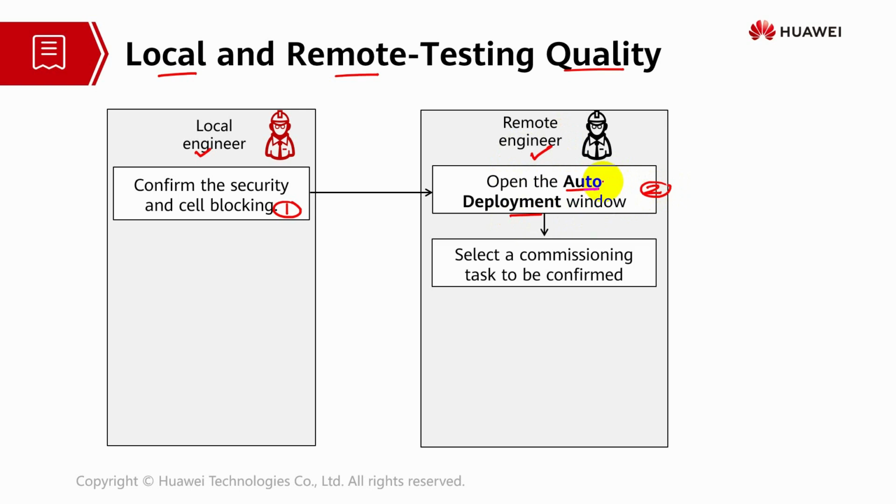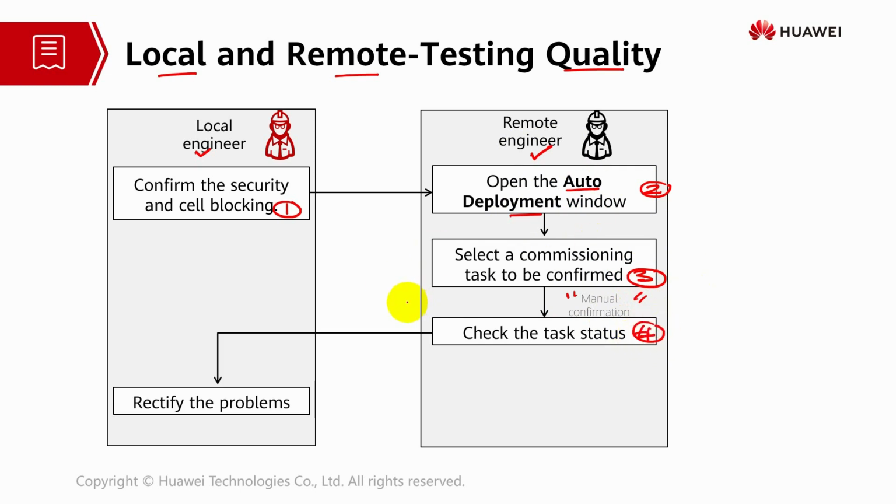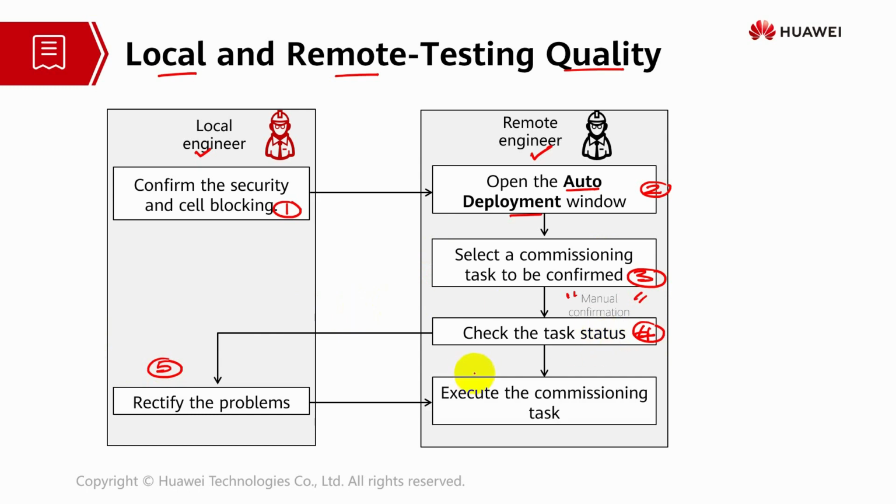Upon this, the remote engineer will continue to select the commissioning task to be confirmed. After that, he has to manually do a confirmation and check the status of the commissioning. If there is any problem during the process, the local engineer will rectify the issue. So they are actually sharing their tasks. Some tasks are conducted by the local engineer and some by the remote engineer. After rectification of the problems, the remote engineer will execute the commissioning task.